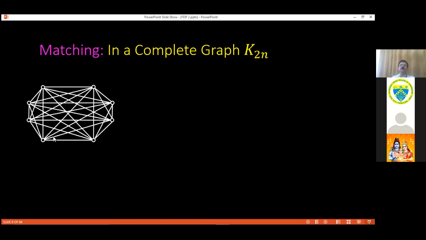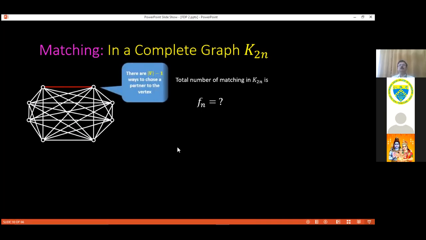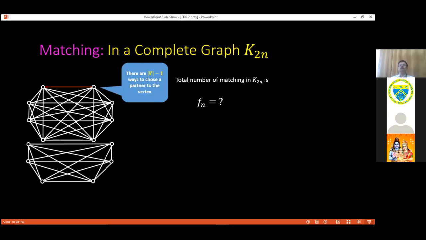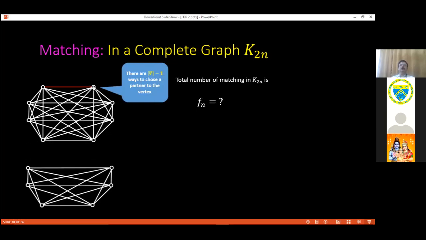Therefore, since there are 2n vertices total, except this one, the remaining vertices can match with this. Therefore, there are remaining 2n minus 1 vertices that can be matched with this vertex. Therefore, my Fn is nothing but, after one matching, the remaining matching is possible.